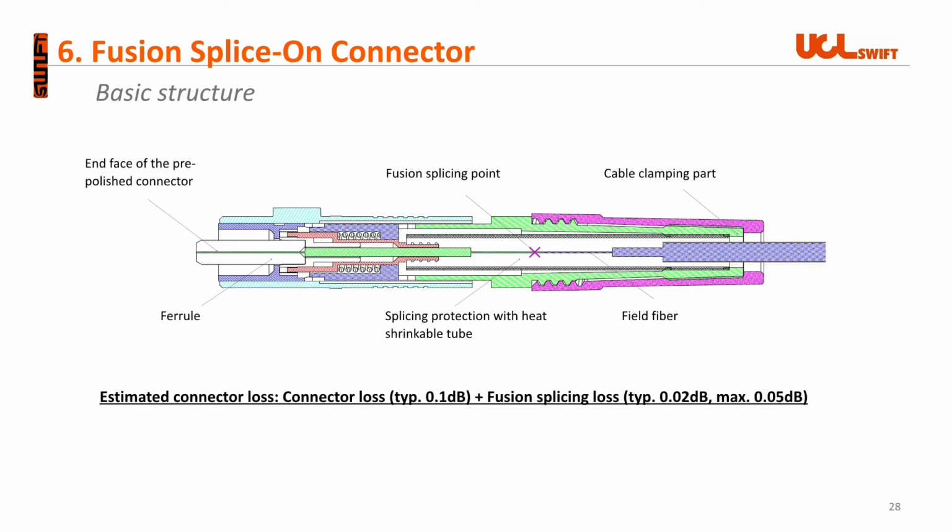As you can see in the basic structure of the Fusion Splice-on connector, the fusion spliced point is protected with a heat shrinkable tube, and the end face of the connector ferrule is pre-polished at the factory to enhance optical performance. The boot and screw cap can clamp the drop cable tightly for better mechanical performance.